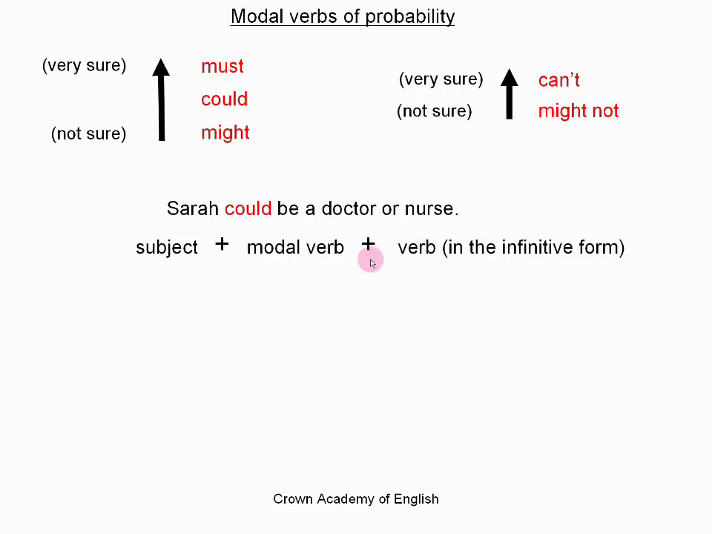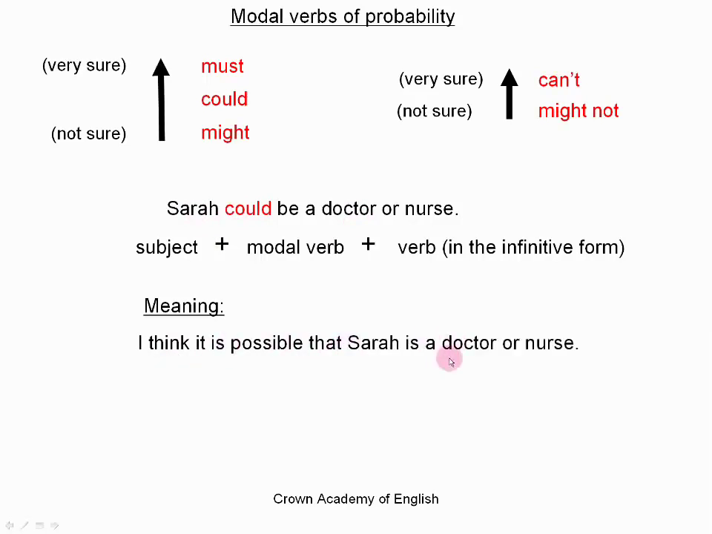And like we said earlier, the meaning, so this means I think it is possible that Sarah is a doctor or nurse. Okay? And if we think it is very possible, we use must. If we think it is quite possible, we use could. And if we think it is not very possible, we use might. Okay? And in the negative, we use can't and might not.